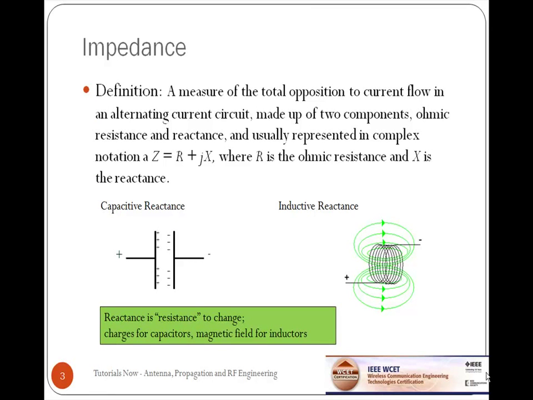An antenna can be considered as an impedance transformer because it converts a nominal RF system impedance, typically 50 ohms, into the free space wave impedance, which is about 377 ohms. The definition of impedance is as follows. It's a measure of the total opposition to current flow in an alternating current circuit. It's made up of two components, the ohmic resistance and the reactance. It's usually represented in complex notation Z equals R plus jX, where R is the ohmic resistance and X is the reactance. One can think of reactance as a resistance to change. Examples are charges for capacitors and magnetic fields for inductors.